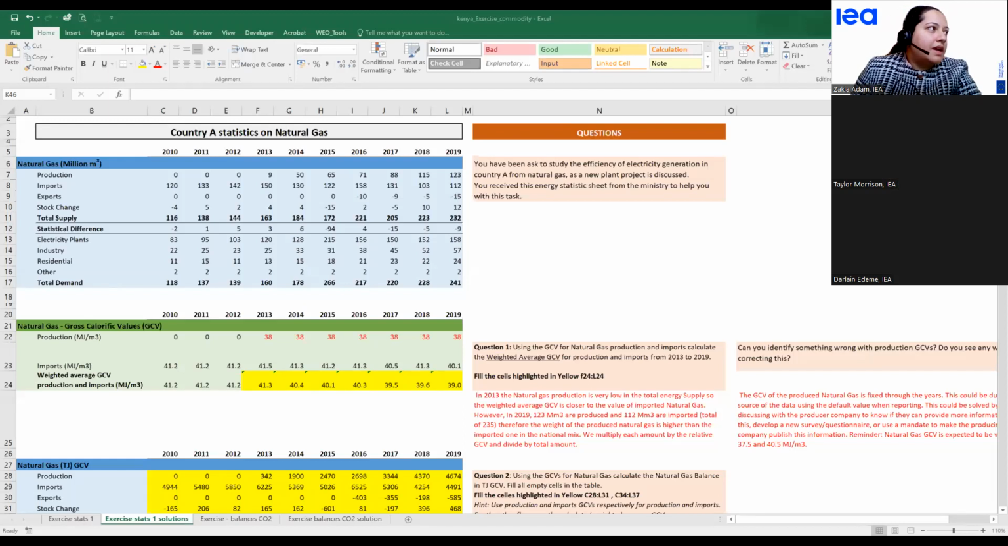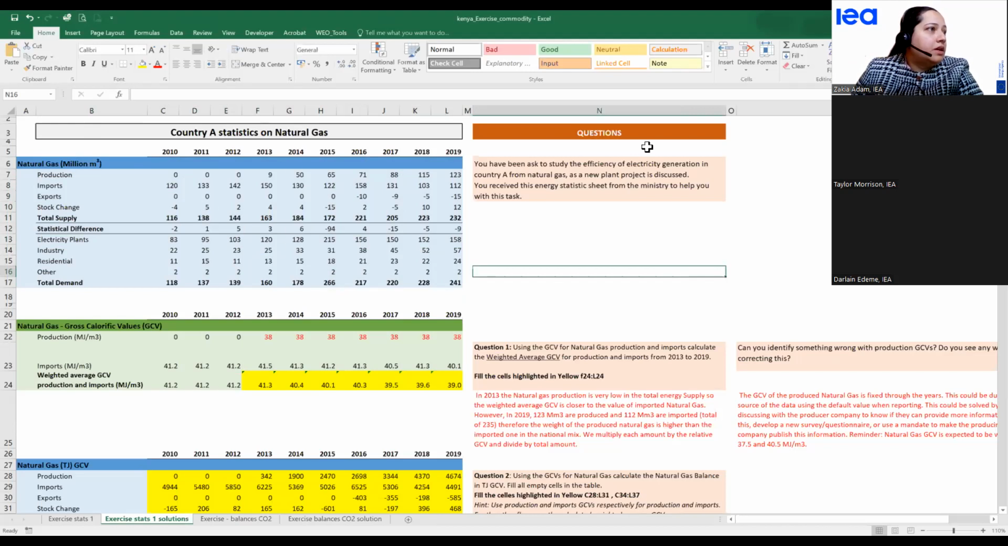So that exercise was a simple one. I hope that you're seeing my screen well and it's not too small. Let me know if you want me to zoom in a bit more. So you have data for natural gas in million cubic meters. So it's the table in blue.